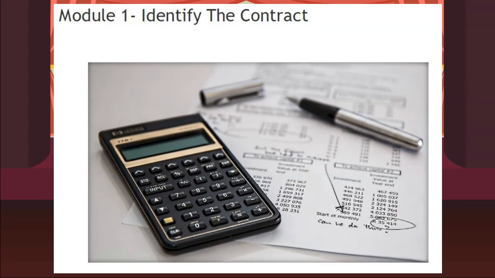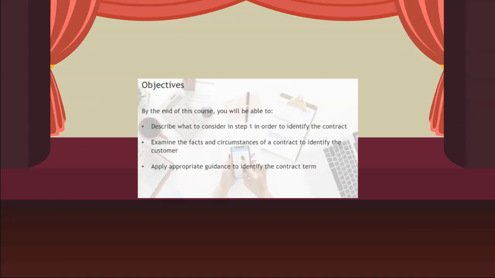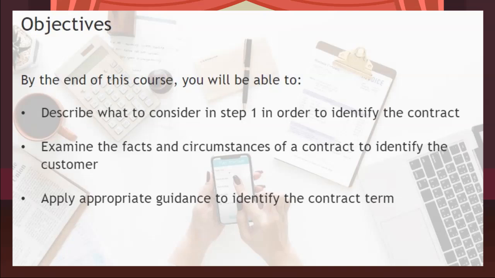By the end of this course, you will be able to describe what to consider in Step 1 in order to identify the contract, examine the facts and circumstances of a contract to identify the customer, and apply appropriate guidance to identify the contract term.